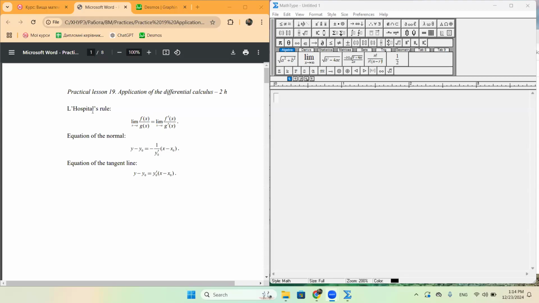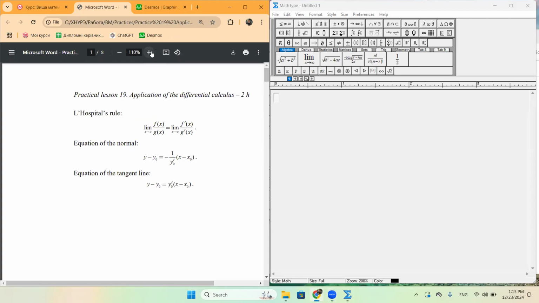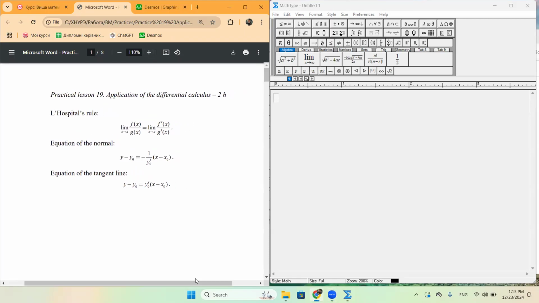L'Hôpital's rule is a special rule that helps us to calculate limits in case of the following indeterminate forms: infinity divided by infinity and 0 divided by 0. So the limit of a fraction of functions equals the limit of the fraction of derivatives.